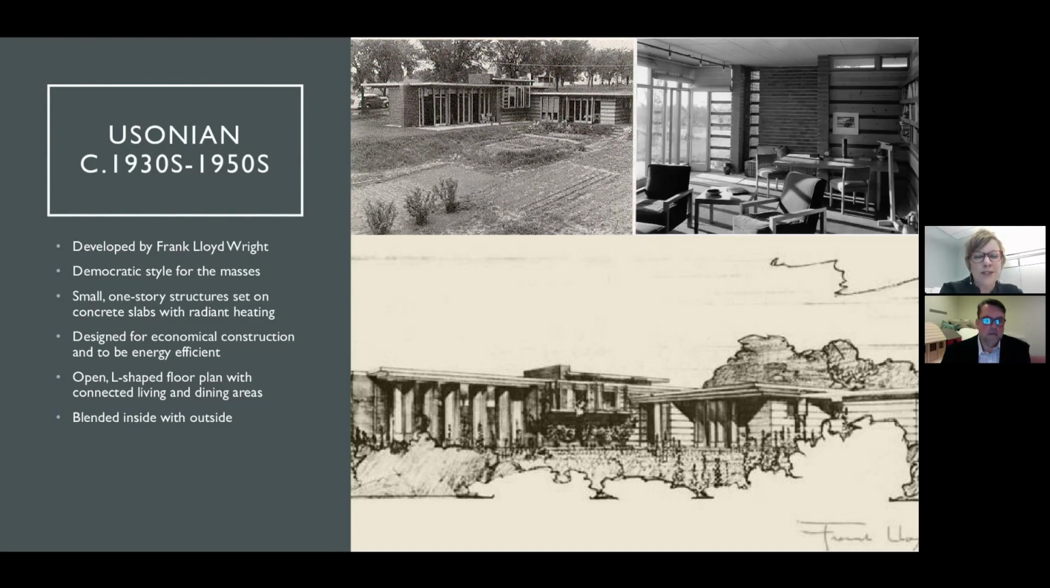But it was a small one-story structure set on a concrete slab with radiant heating, designed to be economically constructed and energy efficient, have an open plan with connected living and dining areas, and to blend with the outdoor surroundings through indoor-outdoor spaces. So some of that may sound familiar. A lot of these elements then get incorporated into what becomes the ranch style and the contemporary or mid-century modern styles in the post-war period.